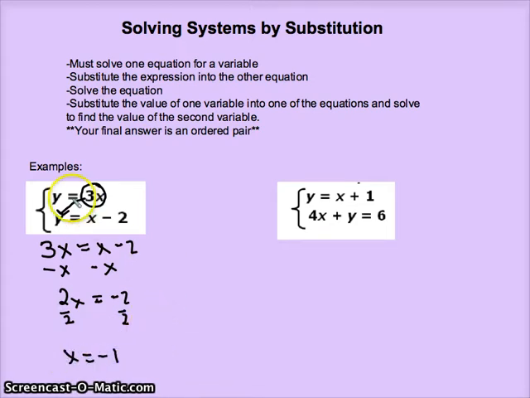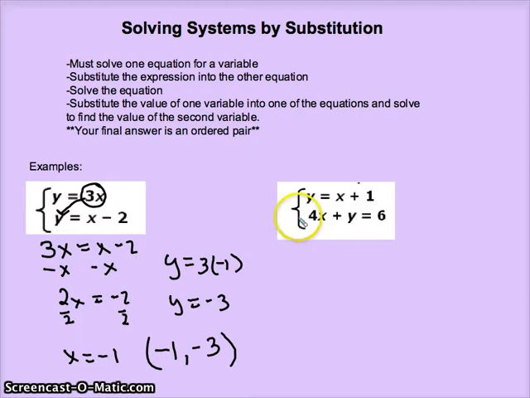Now I need to find out what y is. So I plug back into the original equation. y equals 3 times negative 1. So y equals negative 3. My final answer, remember, is an ordered pair. It's the ordered pair negative 1, negative 3.